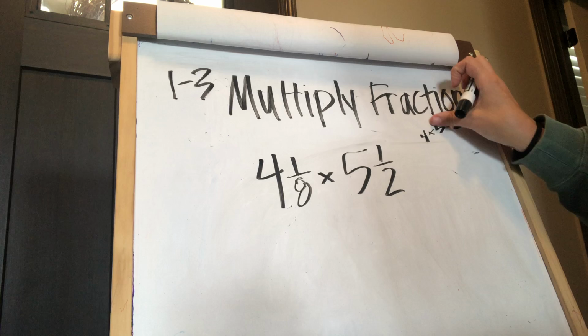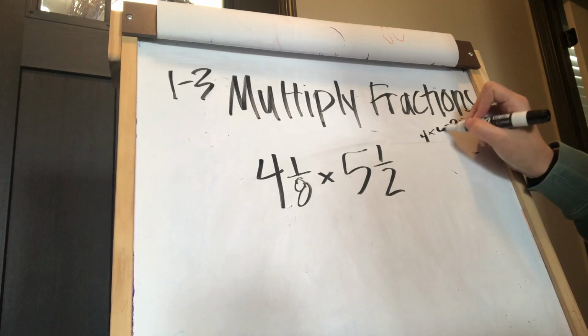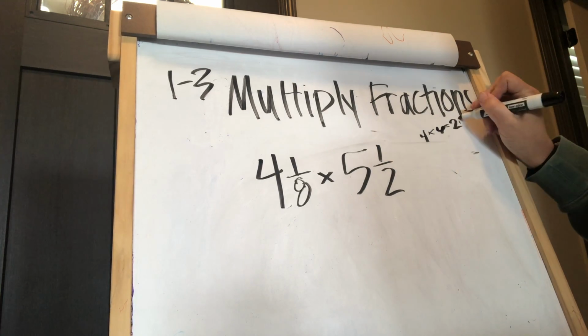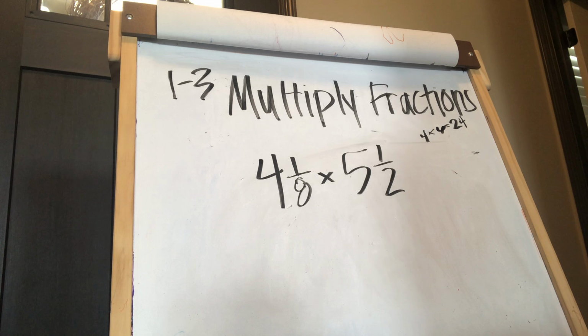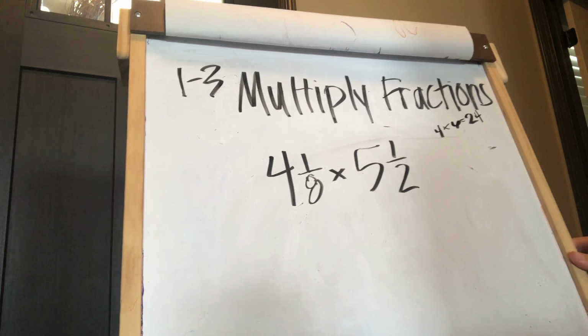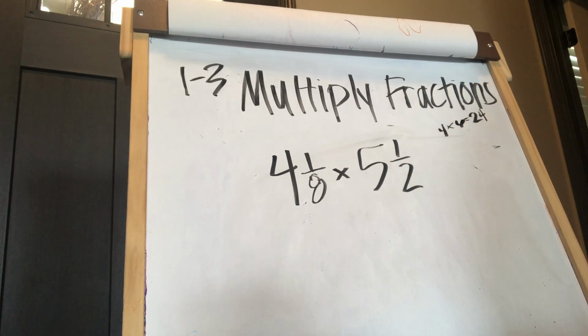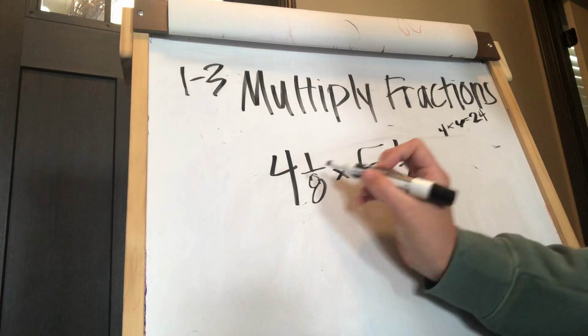Oh, sorry. My bad, you guys. That should be 6 because we're rounding up. Our answer should be somewhere around 24. So estimating is important so that we know about where that answer is going to be. So let's take a look at this one.